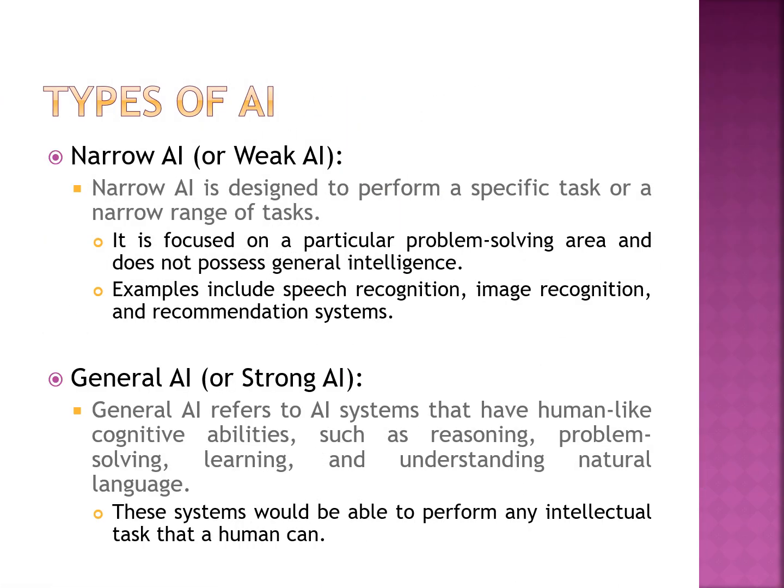There are two types of AI. We have narrow AI or weak AI, and then another type is general AI. We also call this strong AI. Narrow AI systems are designed to perform a specific task for a particular purpose, and these systems do not have general intelligence like human beings. For example, these systems can be designed as a speech recognition system, an image recognition system, or a recommender system for recommending products to the customer or recommending friends to the user.